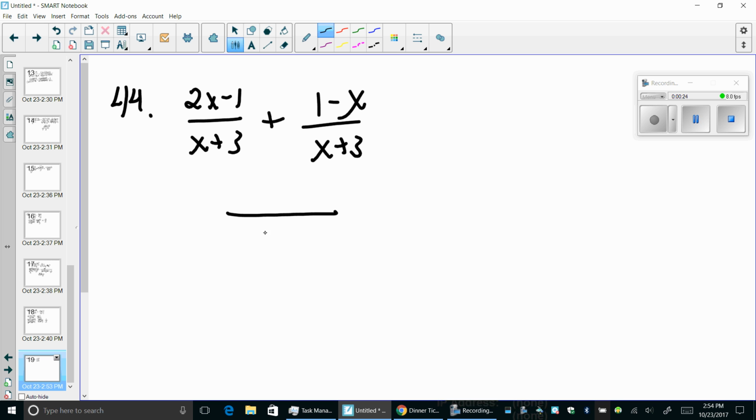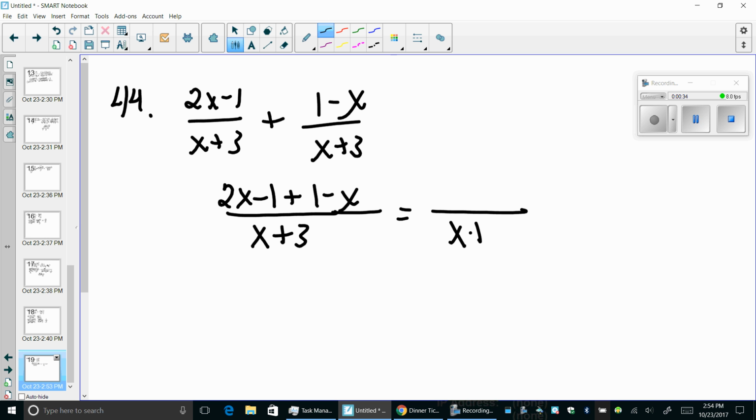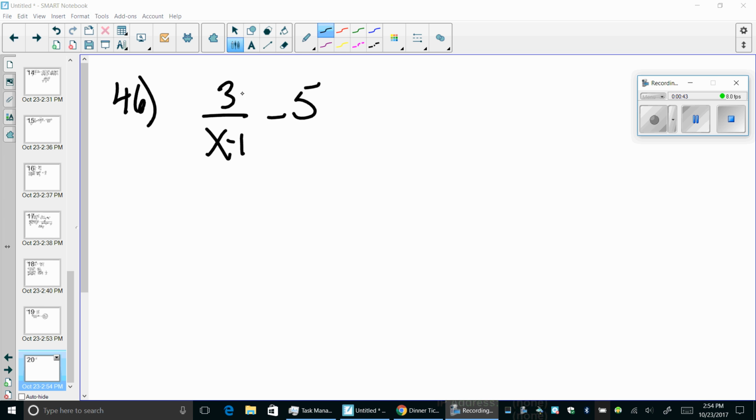we're lucky. So that's going to be our denominator. And our numerator will be 2x minus 1 plus 1 minus x. So then all I have to do is combine my like terms. 2x minus x is x, and then minus 1 plus 1 cancels out, so that would be my answer in problem 44. Okay, in 46, I have 3 over x minus 1 minus 5.